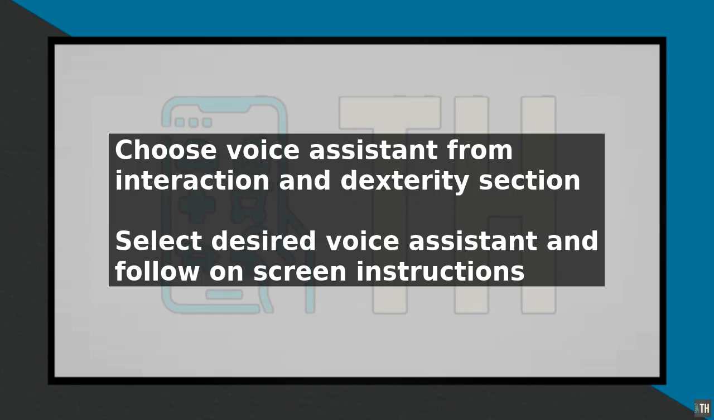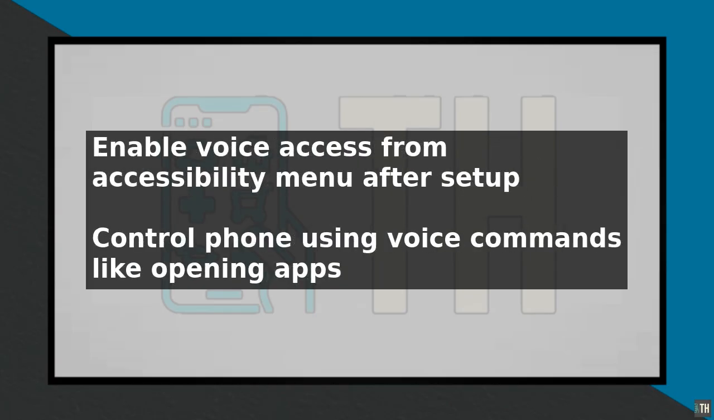You may need to agree to terms and conditions and allow the voice assistant to access certain features on your phone. Once the voice assistant is set up, you can enable voice access by going back to the Accessibility menu and selecting Voice Access. This will allow you to control your phone using voice commands, such as opening apps, making calls, and sending messages.